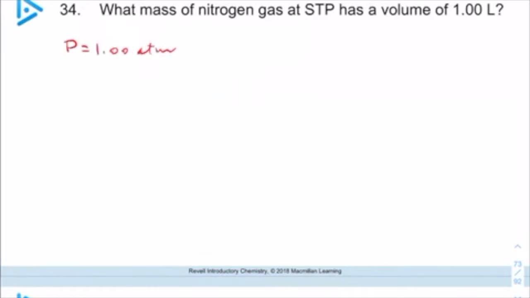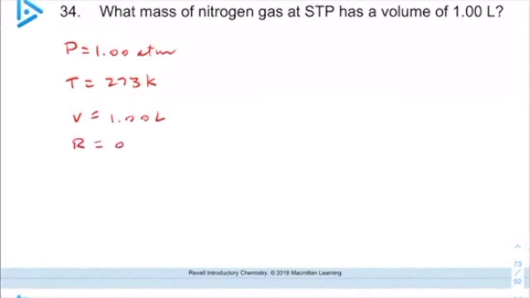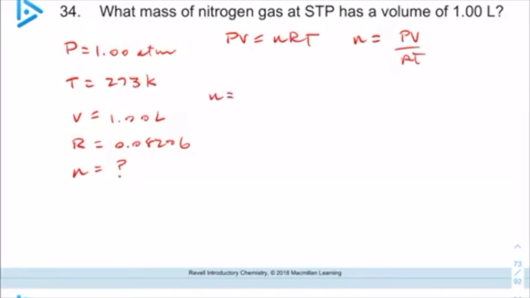So we would have pressure, 1 atmosphere. Temperature, 273 K. Right away, we know those things just by saying STP. We're told a volume of 1 liter, and we always know R. I'm not going to write the units because it's exhausting. I will when I write the rest of the question, though. And we're asked for moles. So PV equals nRT, so n equals PV over RT.